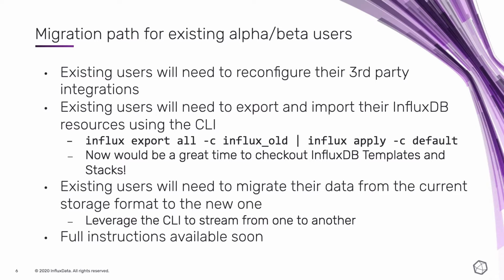But a couple things you'll have to do at a high level, and again, there'll be documentation to walk you through all of these different steps. But existing users, you'll need to reconfigure your third-party integrations. What'll happen when you move from your existing alpha beta release to the RC? It'll wipe out your tokens, and you'll need to reconfigure those tokens and integrations with third parties. So it shouldn't be too hard, but you will have to regenerate those.